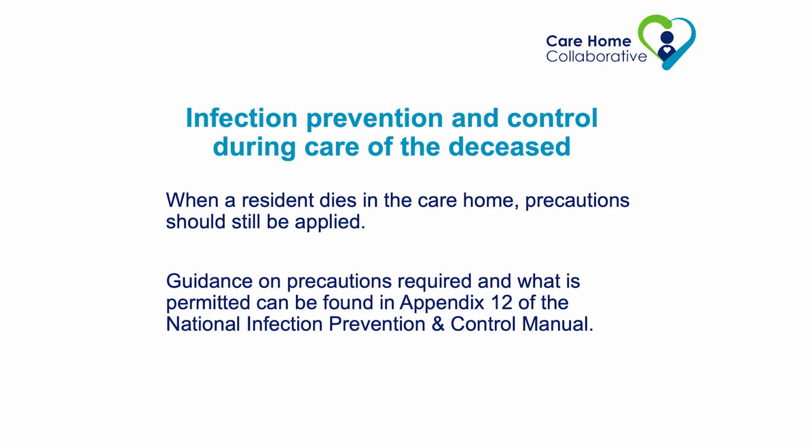As we approach the end of the session, we will discuss infection prevention and control during care of the deceased. When a resident dies in the care home, standard infection control precautions and transmission-based precautions should still be applied. This is due to the ongoing risk of transmission via contact. Guidance on precautions required and what is permitted, for example, viewing, washing and dressing, can be found in Appendix 12 of the National Infection Prevention and Control Manual. Relatives should be informed of any precautions it is recommended they take when viewing or having physical contact with their loved one.